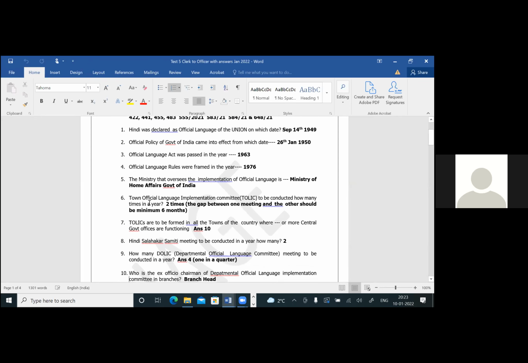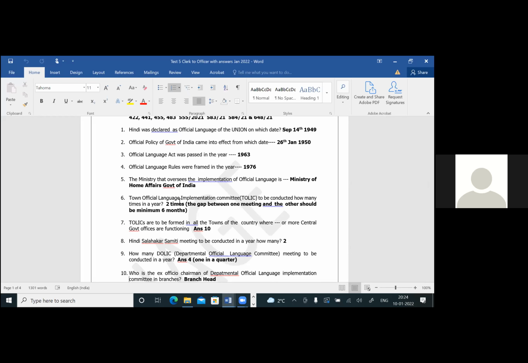Question number 6. Town Official Language Implementation Committee, TOLIC. So TOLIC expansion I have given. That is Town Official Language Implementation Committee, to be conducted how many times in a year? So 2 times in a year. The gap between one and another one should not be more than 6 months, for example. So you should not conduct one meeting in April and another meeting in next March. So the gap between the 2 meetings, 6 months, it should be there.